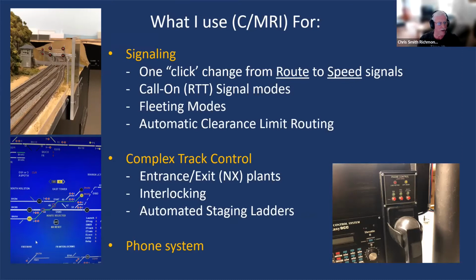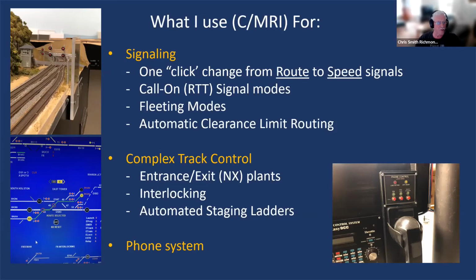In addition, we have call on or return to train signal modes, whereby rather than the dispatcher having to clear a control point every time a switch engine needs to make a move, he can set it to call on, and the signals will automatically change as necessary as that switch crew moves back and forth through the control point.